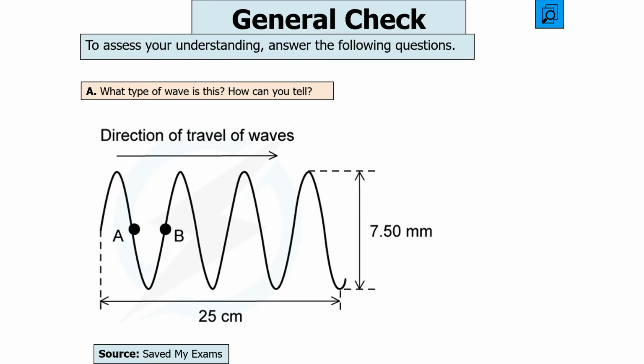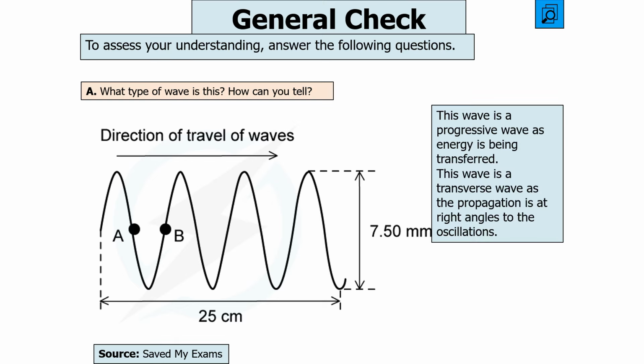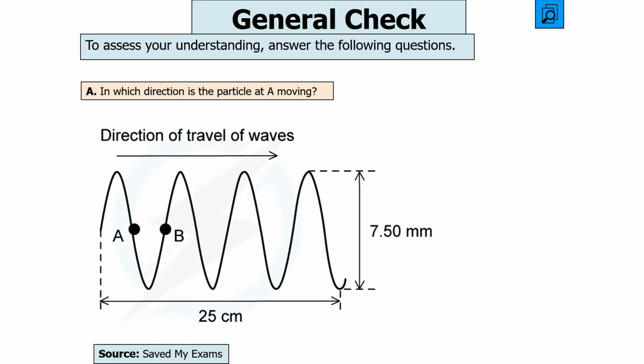What type of wave is this and how can you tell? So pause the video now, then unpause the video when you want to go through your answer. Well, this wave is a progressive wave, as energy is being transferred. The wave is a transverse wave as the propagation is at right angles to the oscillation.